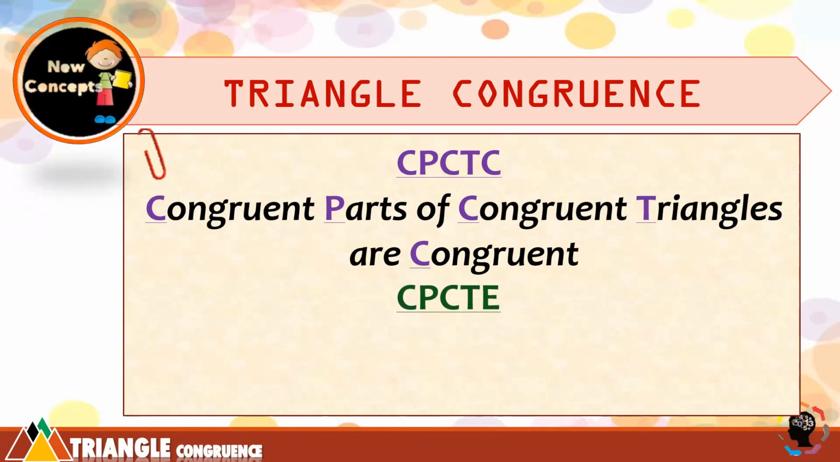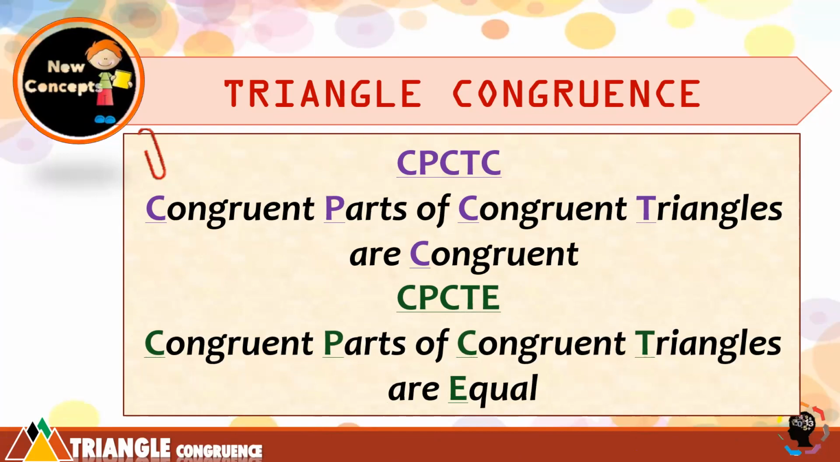When these congruent parts of congruent triangles are congruent, then these parts are also equal. So just change congruent to equal. Meaning we can equate the two corresponding sides or angles to each other. For example, if they are represented by algebraic expressions and you are asked to solve for the value of x or any variable used in the representation.